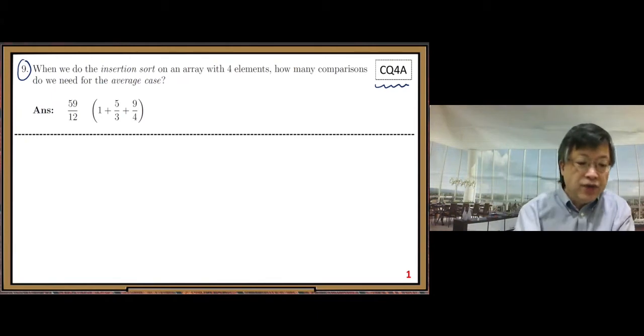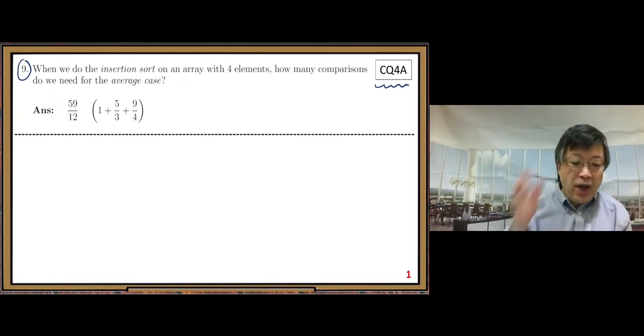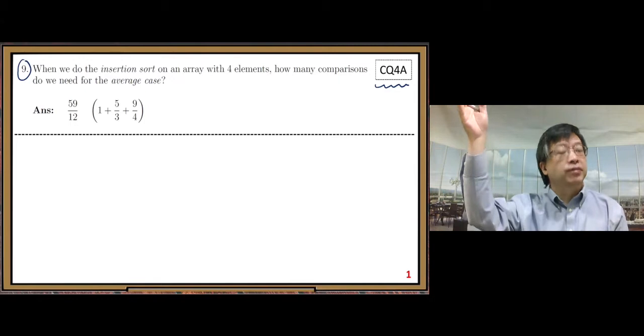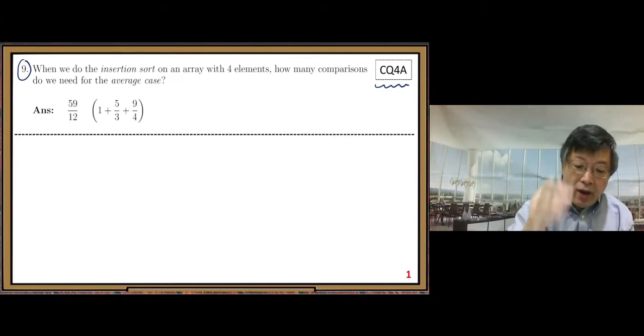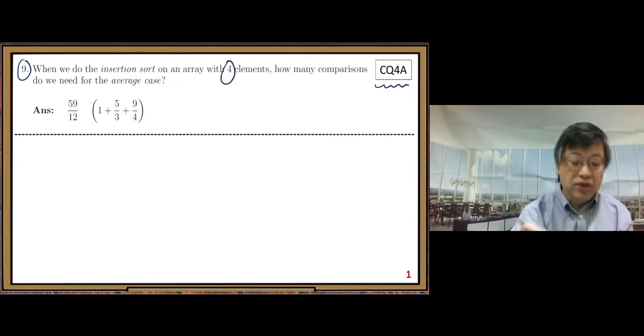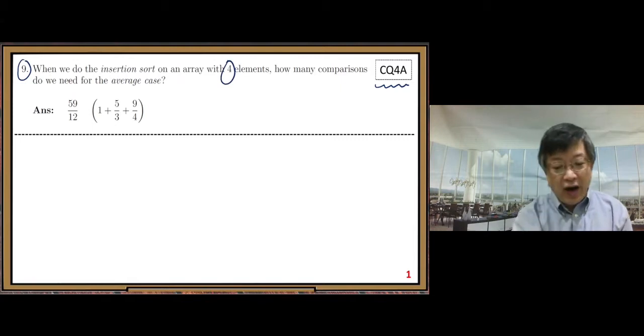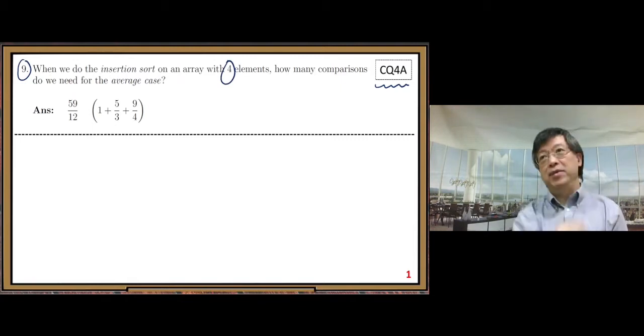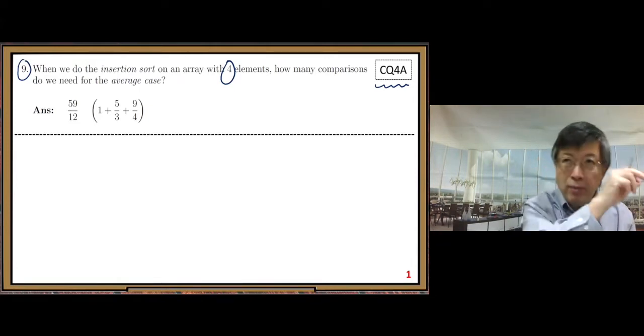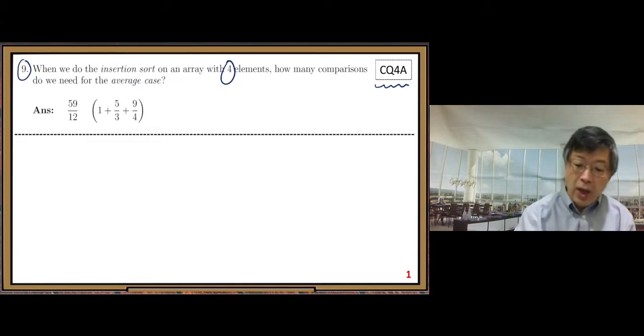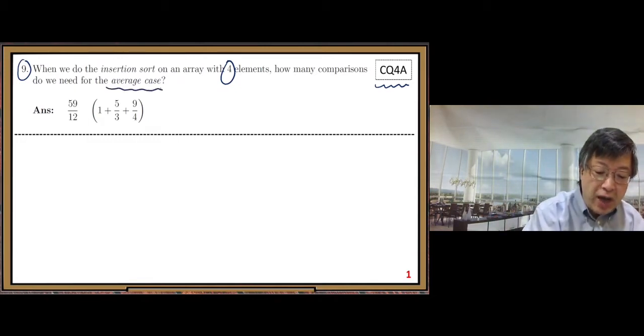All right, so look at this question. When we do insertion sort on an array with 4 elements, here I choose a relatively small number. The reason is, the larger the number, the harder the question. So I don't want to make the question too hard. How many comparisons do we need for the average case?